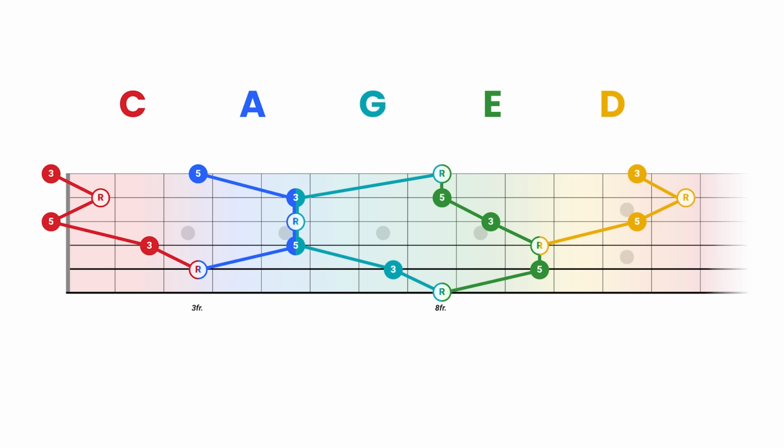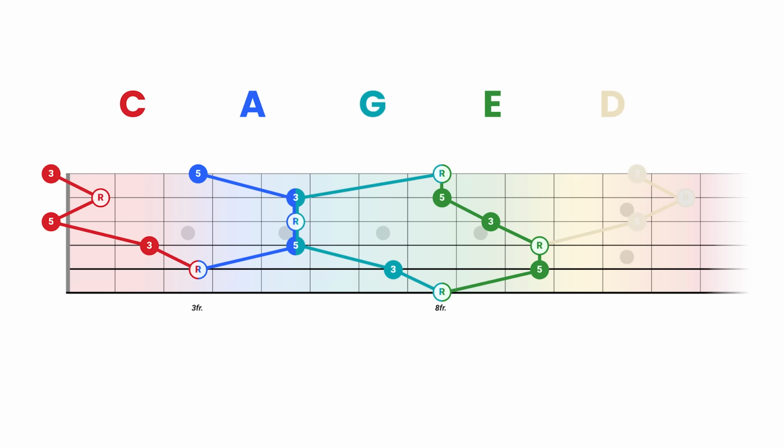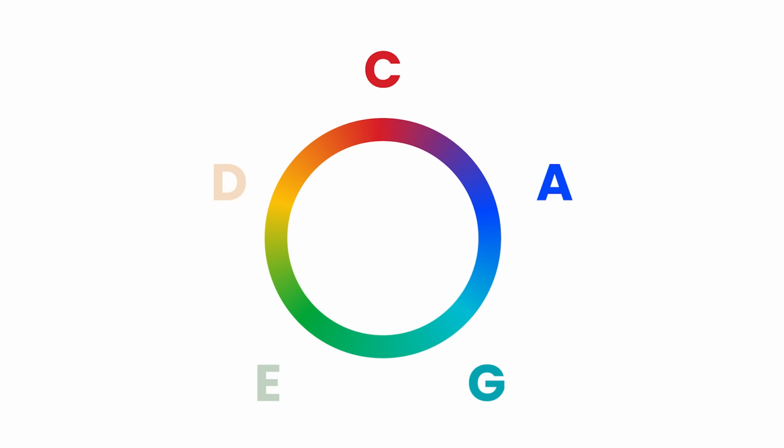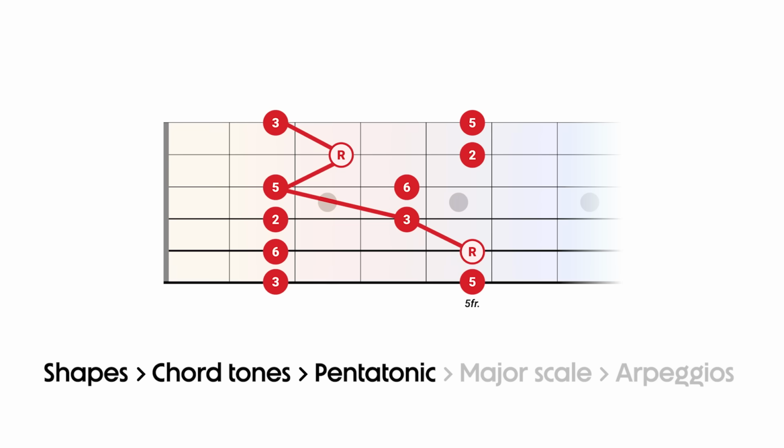Rather than get lost in an ocean of notes, this system gives you a map that breaks up the fretboard into these 5 shapes. And the cool thing is that each shape connects to the next shape, and it is this continuous cycle. We then build these shapes into full scales. We find the chord tones, we find the pentatonic scale, then the major scale, and arpeggios.